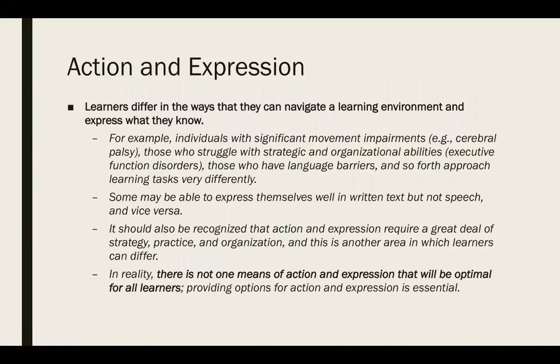Action and expression is what comes after perception. Learners differ in the ways that they can navigate a learning environment. Someone with a mobility impairment may not be able to move around the room to different stations or in group work, so that's something important to keep in mind. Someone with a language barrier might approach learning a task very differently than someone who's a native speaker. And some students are better able to express themselves in writing but not in speech, or vice versa.